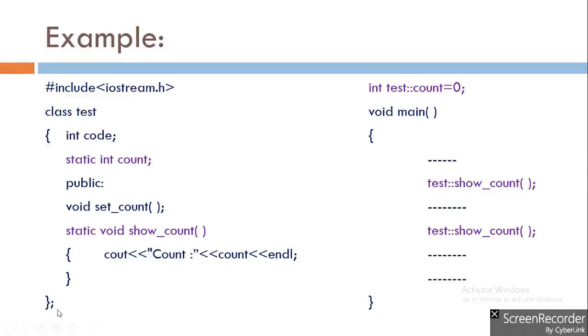Then after completion of a class declaration, we have defined a static data member count with initial value 0. And in a main function we invoked a static member function show count. See, here we have not declared any object of the class test. We just used the name of a class with scope resolution symbol to call this function. So from this example we can clearly see how this static data member and static member function works.